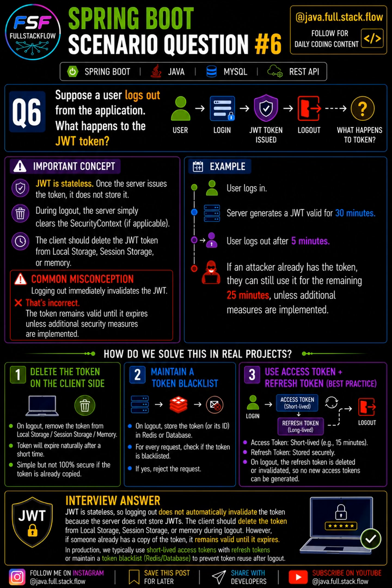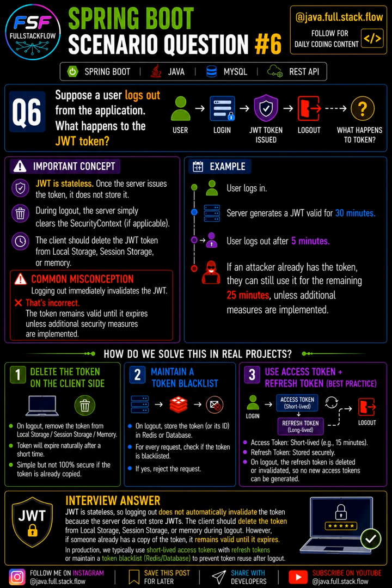Next, the second approach is to maintain a token blacklist. When a user logs out, store the JWT or its unique ID in Redis or a database. Now, for every incoming request, before processing it in the application, check whether the token exists in the blacklist. If the token is found, the request is rejected immediately, even if the token has not yet expired. This gives us server-side control over logged out tokens.